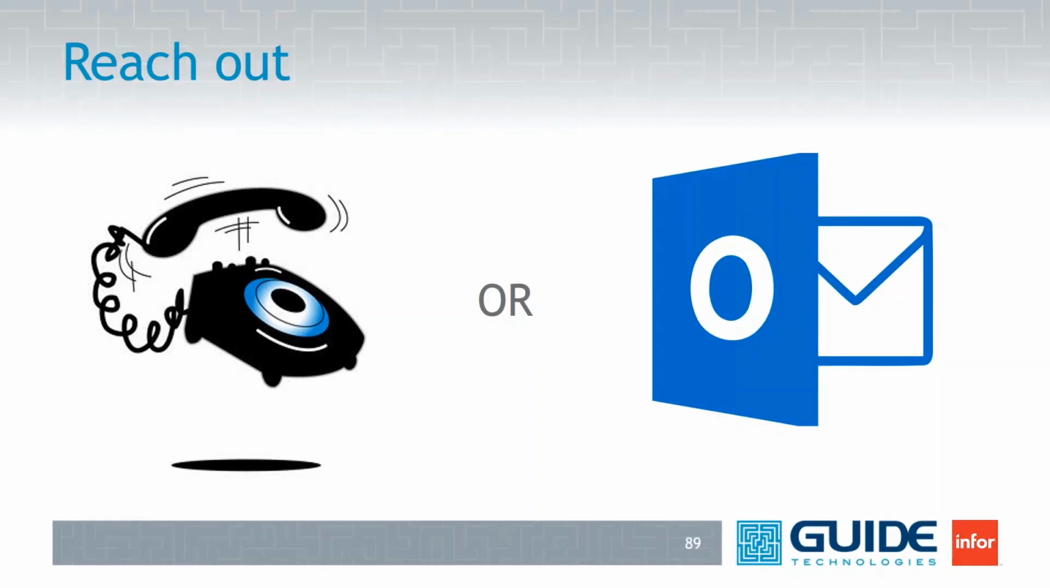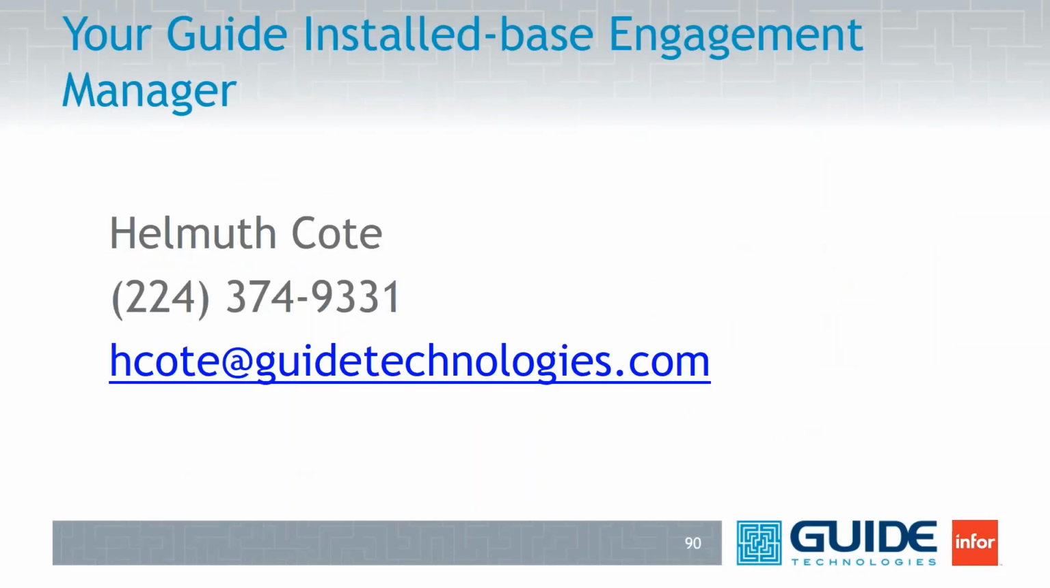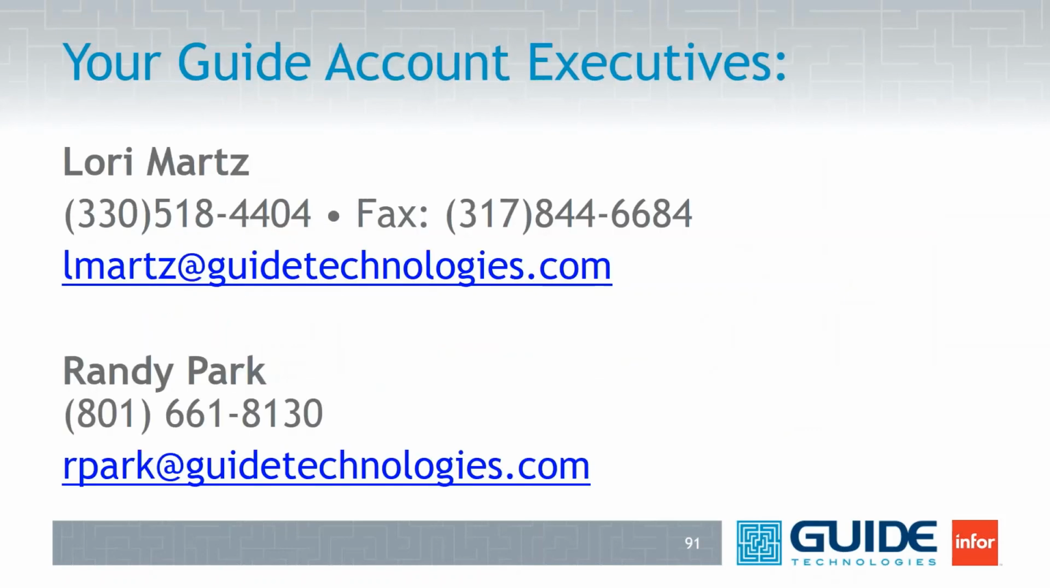So again, how do I do it? Well, you're going to reach out to us. You're going to give us a call or send us an email. And who are you going to call or email? Well, if you'd like to send it directly to me, you can. I'm your install-based engagement manager. That's my contact information. Or you can reach out to your account executives, Lori Martz or Randy Park. Here's their contact information. Any one of the three of us would be glad to talk to you about upgrading to CSI version 10, what it's going to take, and how quickly we can get you there.